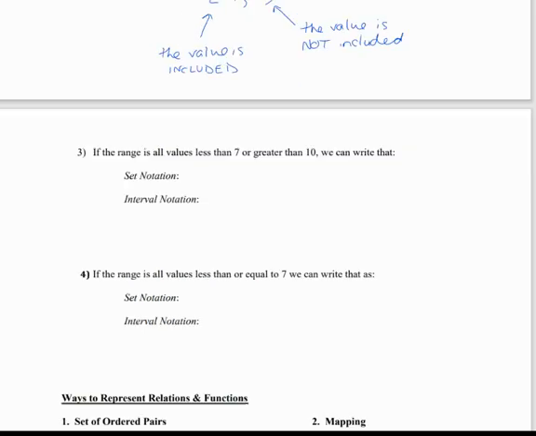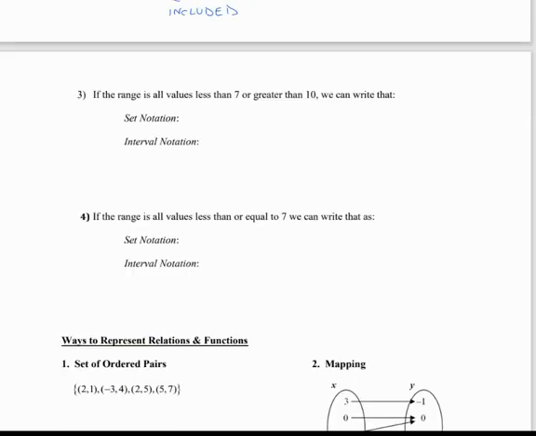So the next one we have is the range. So in this case, we're going to use our similar notation as we did above, but remember, since we're range, we're talking about y values. So we have all values less than 7 or greater than 10. So for set notation, we use those braces. Instead of x this time, we'll use y, such that, and it's all values less than 7, so y is less than 7, or y is greater than 10.